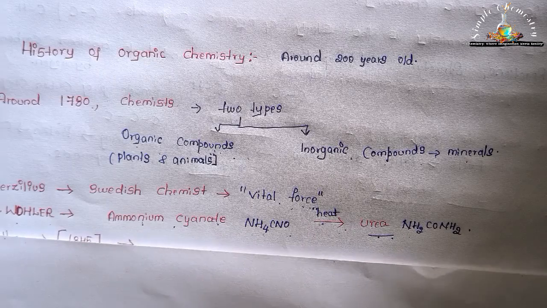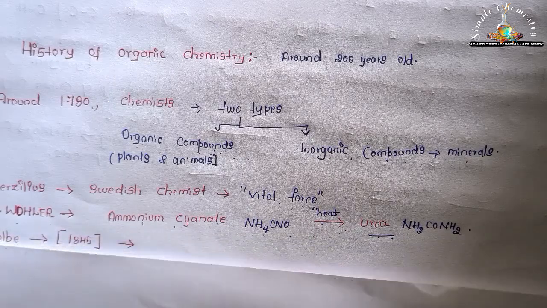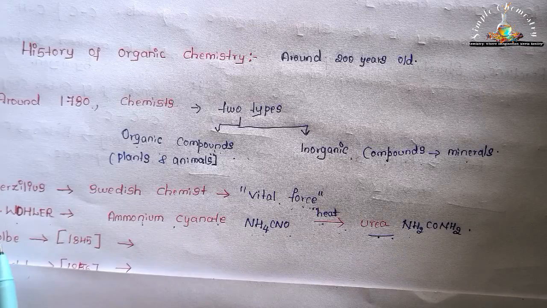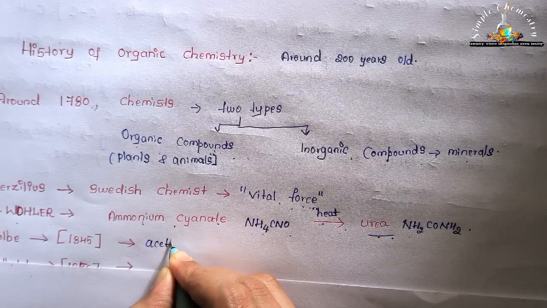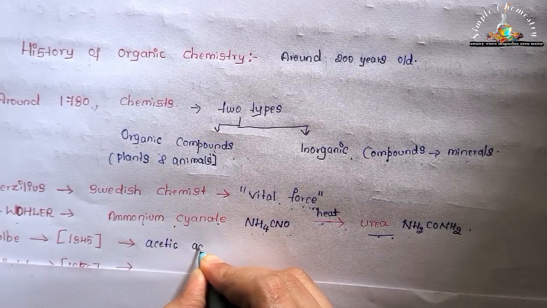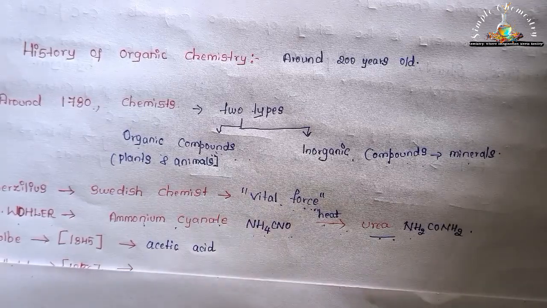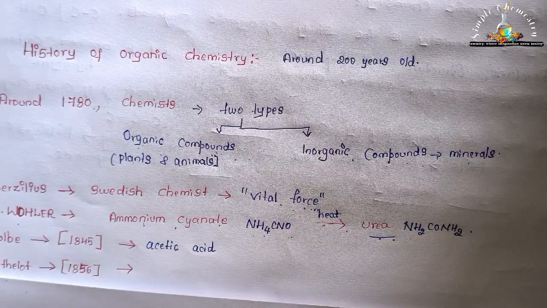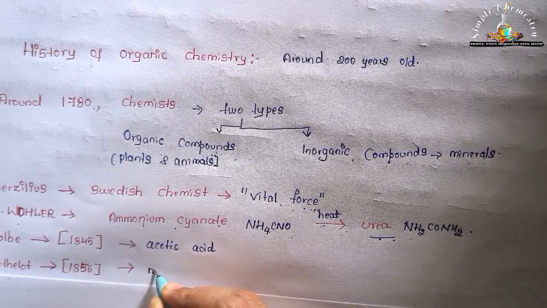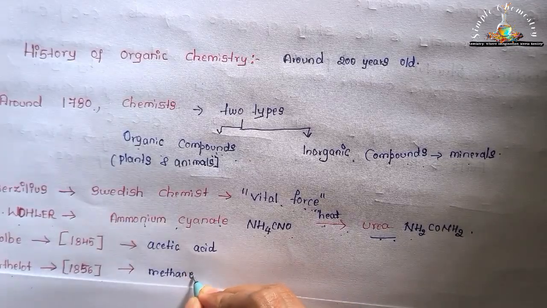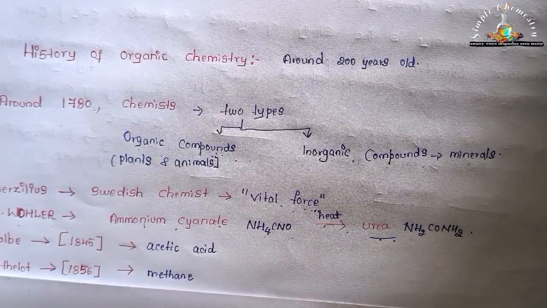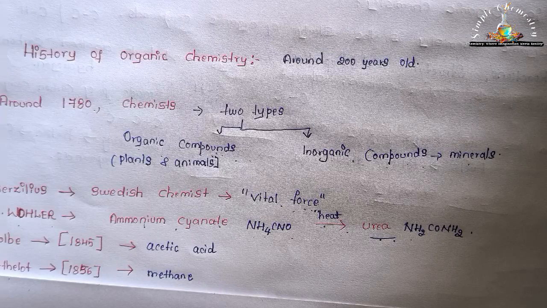After that, many scientists and chemists came. One of them, Kolbe, in the year 1845, synthesized acetic acid. After that, the scientist Berthelot, in the year 1856, synthesized methane. These are organic compounds, and this is the history of organic chemistry.